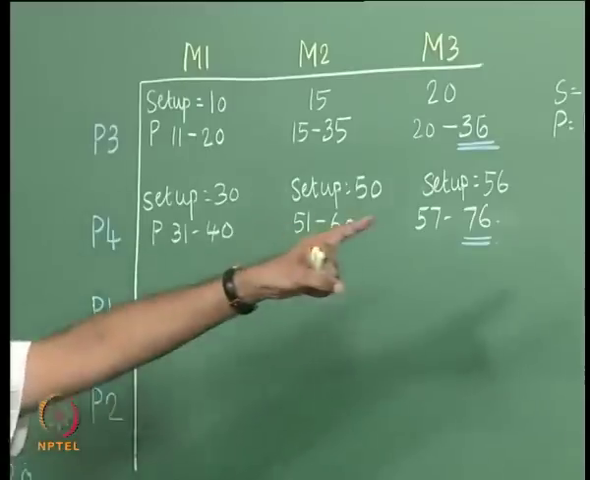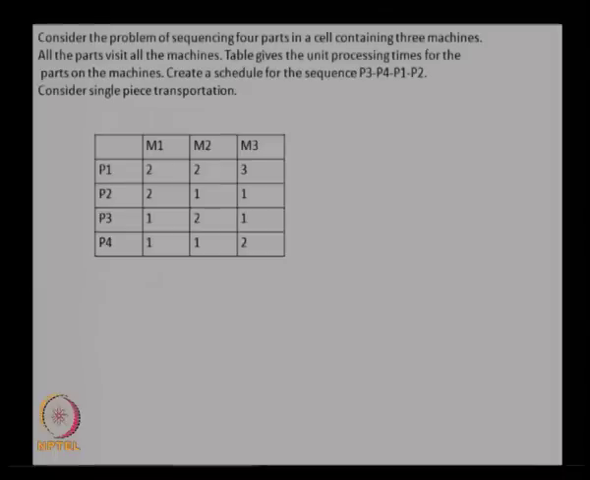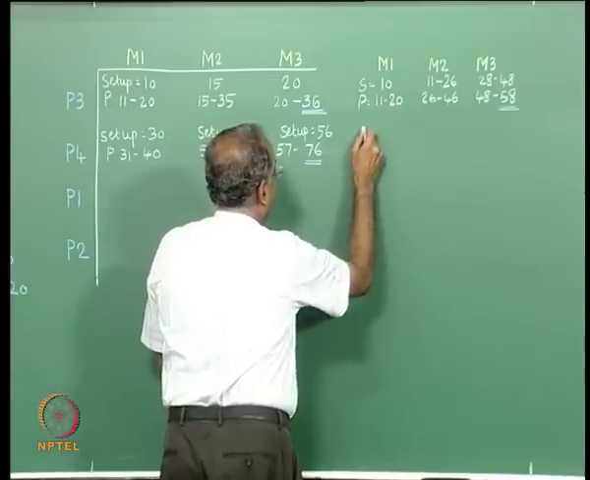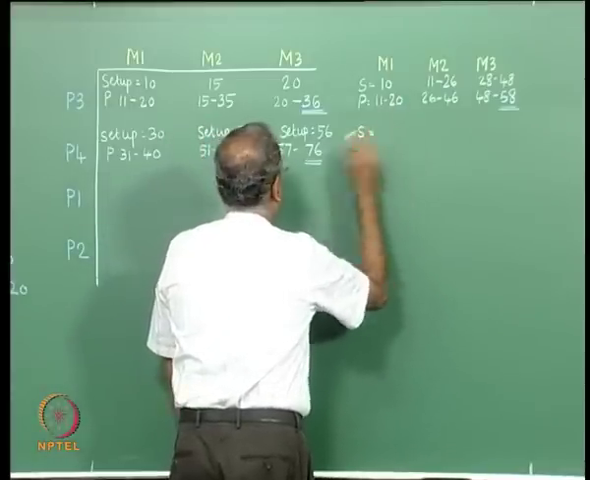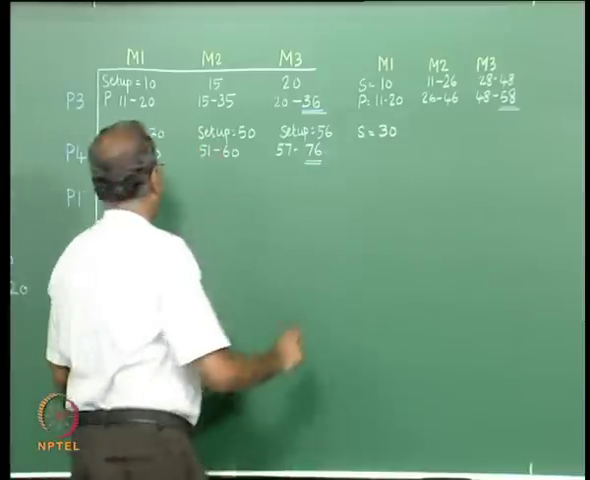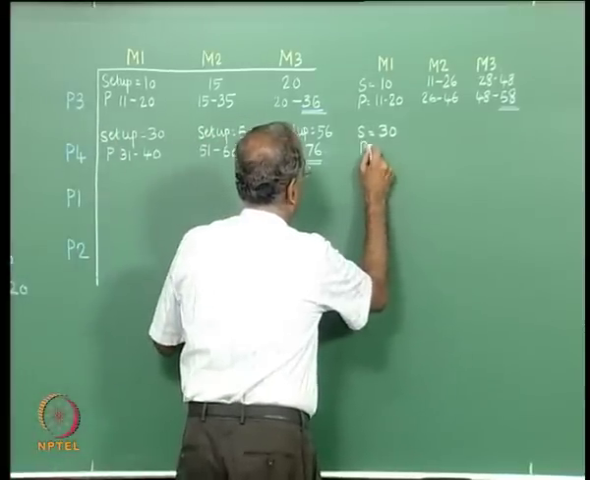Whereas if we continue the other one, now you see that the time will increase further. So let us do this. Here the production is over at 20, so setup will be over at 30 again, and then the next production will be over at 40.